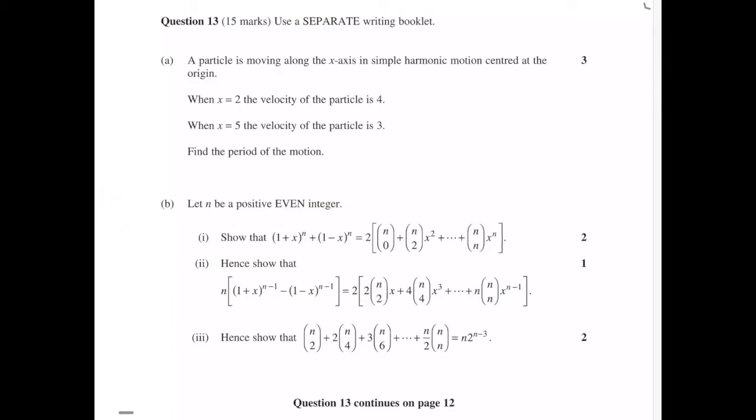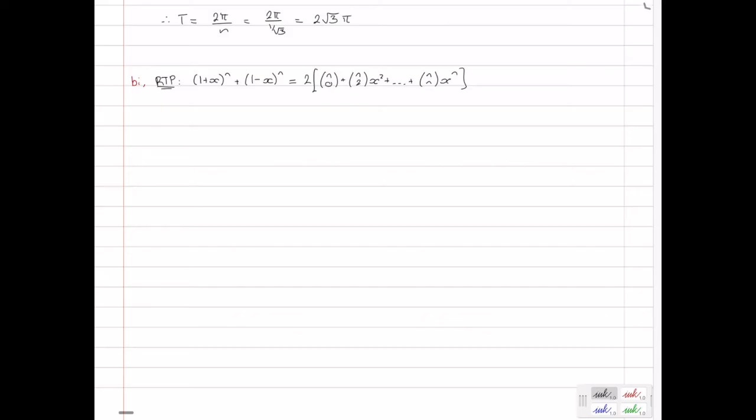Part B. Let n be a positive even integer. The first part, show that 1 plus x to the n plus 1 minus x to the n is equal to that expression. Here we have one binomial, which is 1 plus x to the n, plus another binomial, which is 1 minus x to the n. These two are very similar, and we want to add these up.